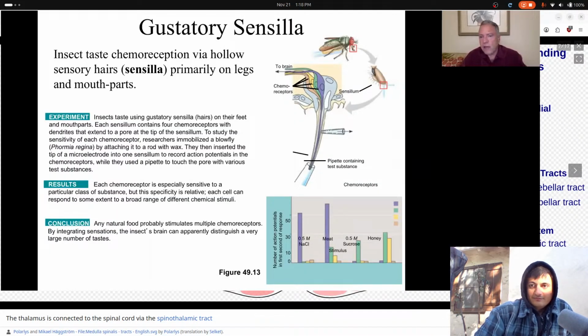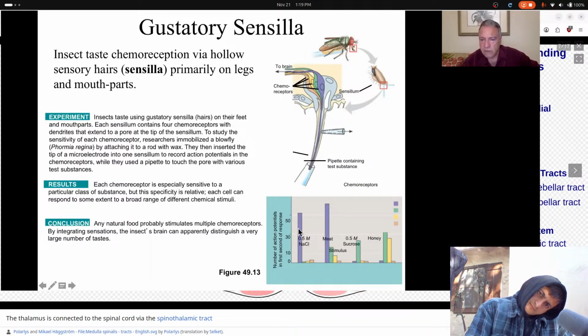And so just like we have our 5 taste receptors in our tongue, the fly has 4 different types of taste receptors in the syncytiae. And so different substances stimulate different receptors differently.